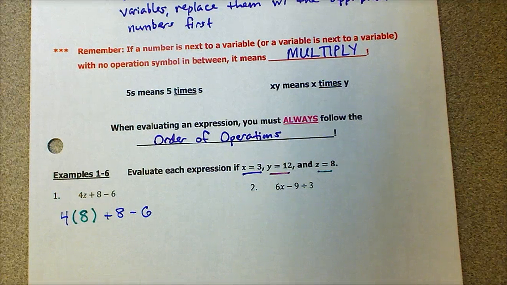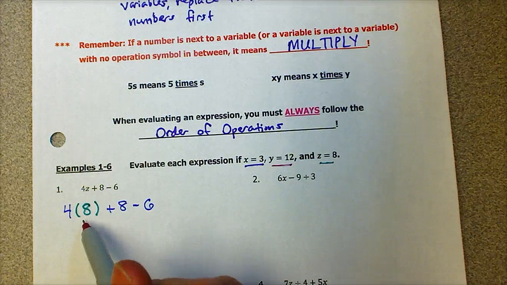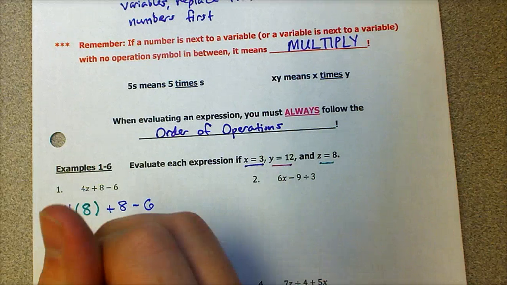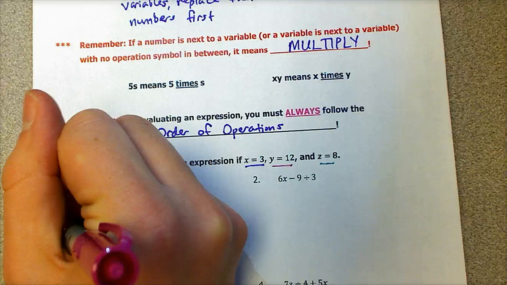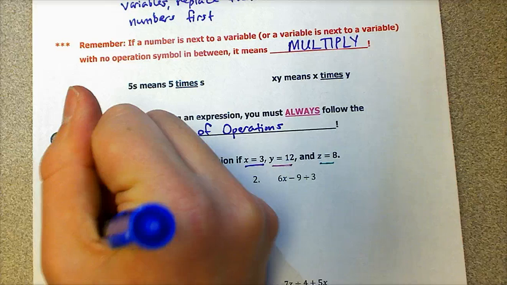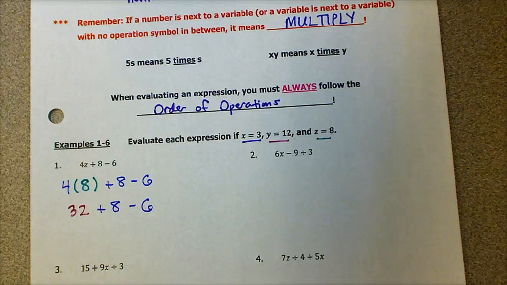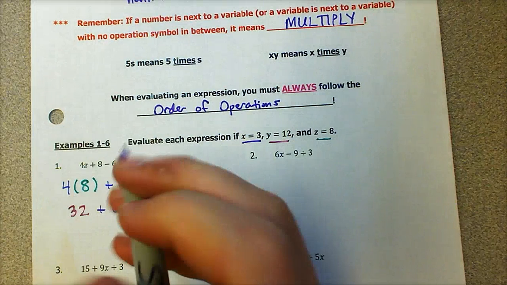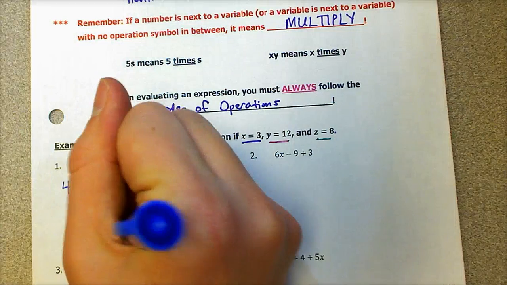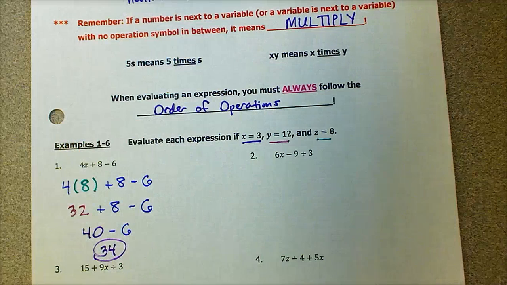So now I've made this algebraic expression a numerical expression, and now I can do my order of operations as we did last time. We always start with what's inside parentheses first, and then we do exponents, and then we do multiplication. 4 times 8 is my multiplication, so 4 times 8 is 32. And then I have a plus 8 minus 6. So now I can do my addition and subtraction left to right, since that's all that's left. 32 plus 8 is 40. And now I have 40 minus 6, which is 34. So the answer is 34 for number 1.